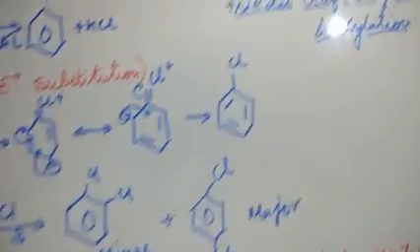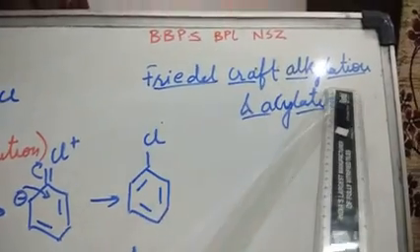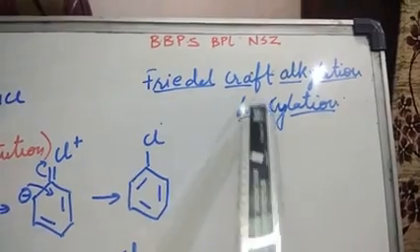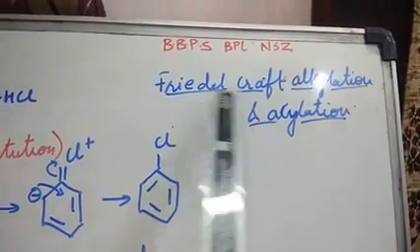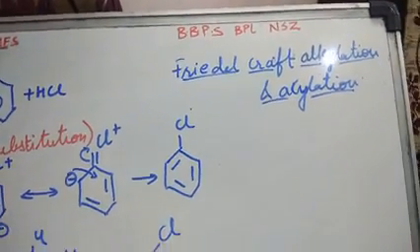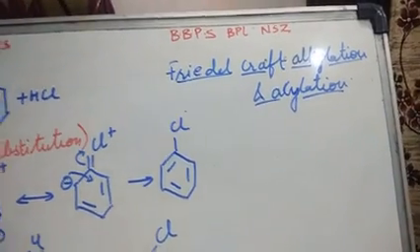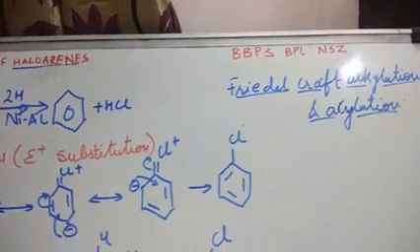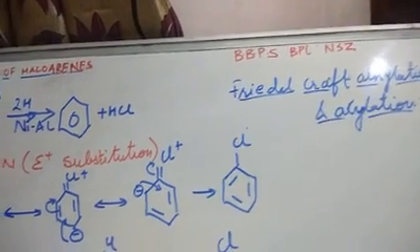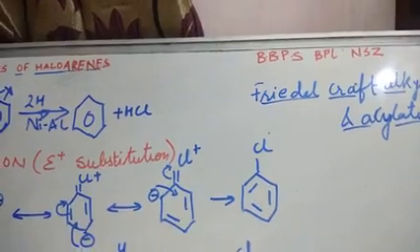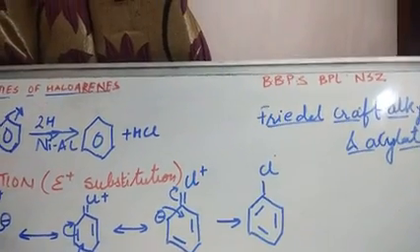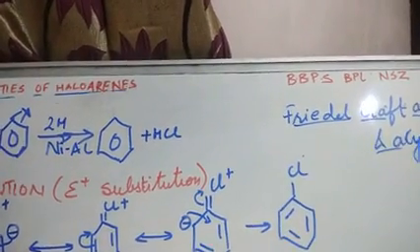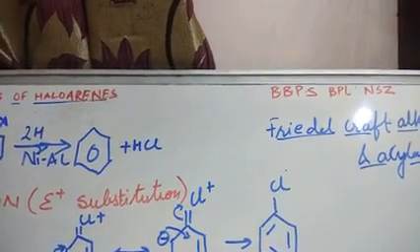One more thing, I am giving you homework: Friedel-Crafts alkylation and Friedel-Crafts acylation. Do these reactions on your own, friends. If you are not able to do those reactions, ask me. I will tell you in my next video. And in my next video, I will complete this chapter, students, and then I will give you assignment questions as holiday homework from these two chapters, surface chemistry and haloalkanes and haloarenes.